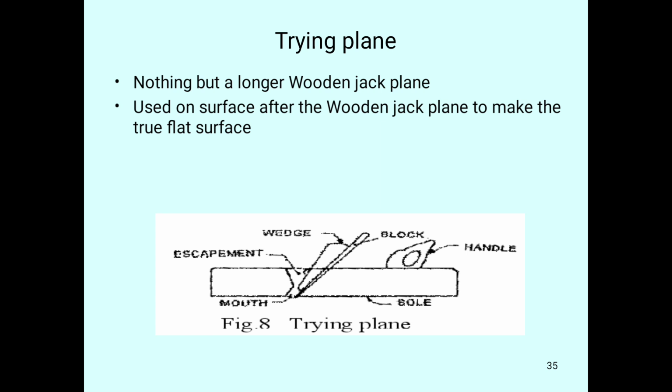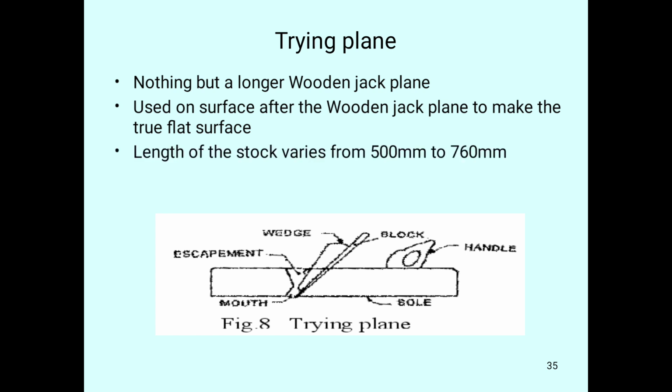This trying plane is used on the surface after the wooden jack plane, to make a true flat surface. After cleaning or smoothing the surface of the workpiece with the wooden jack plane, we prefer the trying plane to make the surface true, true flat surfaces.